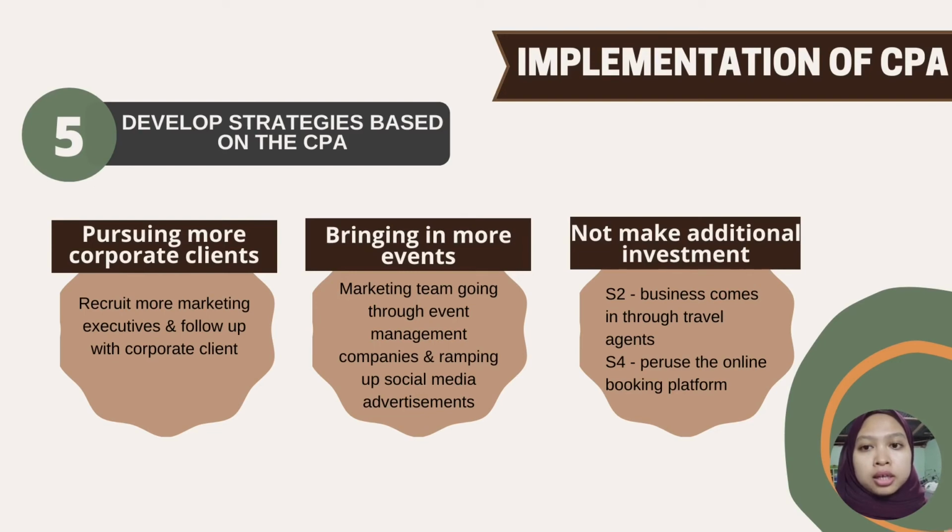For segment 2, the hotel management decided not to make any additional investment in promotional activities for this segment because the business comes in through travel agents who are incentivized by discounts offered to them, and they also rely on feedback they receive from their previous clients. The hotel typically peruses online booking platforms such as agoda.com and booking.com and reads reviews written on TripAdvisor.